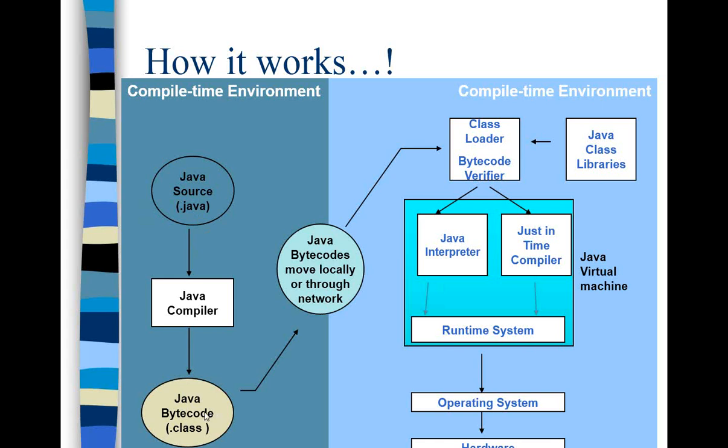So once you have the class file, you can execute the class file by giving the command java space the class file name, which is person.class. Alright. Now when you say java space person.class, then what happens? So this second part of the diagram talks about what happens when you give the command java space the class file name. The moment you give that, the bytecode is moved locally or through the network to something called the JVM.